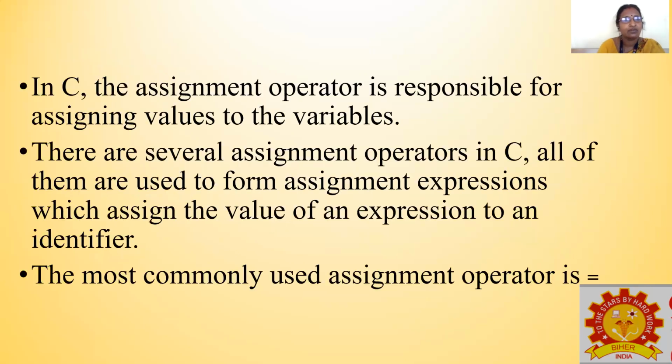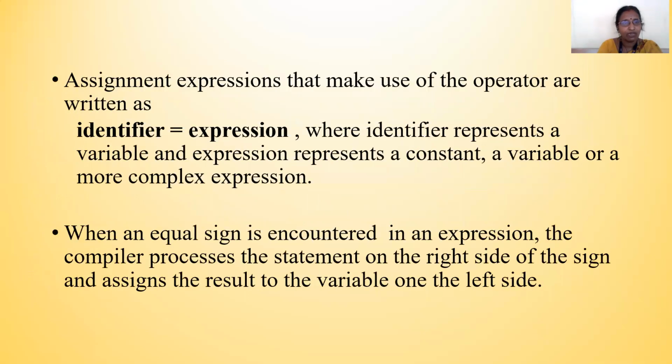Next one, assignment operator. In C, the assignment operator is responsible for assigning values to variables. There are several assignment operators in C. All of them are used to form assignment expressions, which assign the value of the expression to an identifier. The most commonly used assignment operator is the equal symbol. Assignment expressions that make use of this operator are written as identifier equal to expression, where identifier represents a variable and expression represents a constant, variable or more complex expression.